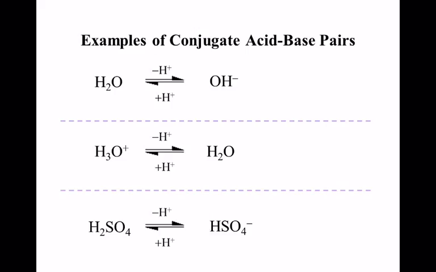If you look at each one individually, they differ by a proton on either side. So these are examples of conjugate acid-base pairs. Going from left to right, this is the acid, this is the conjugate base. In the next one, it's a proton donor, proton acceptor, so again acid, conjugate base. And again here, this is a proton donor, this is a proton acceptor, so we have acid, conjugate base.